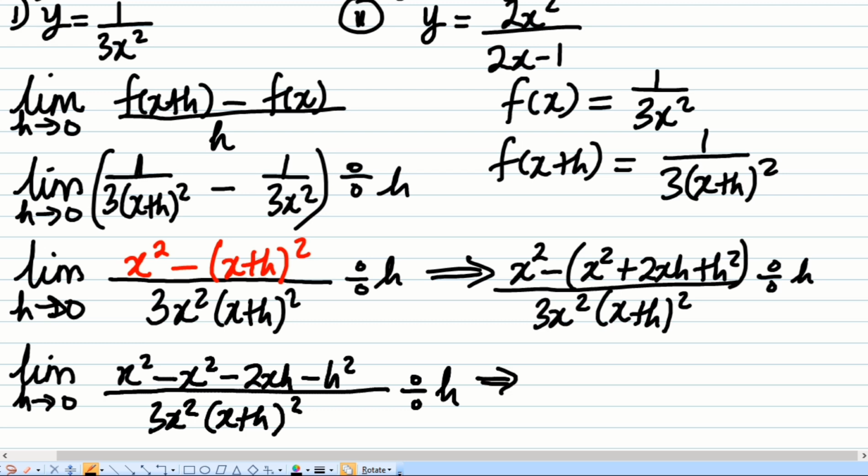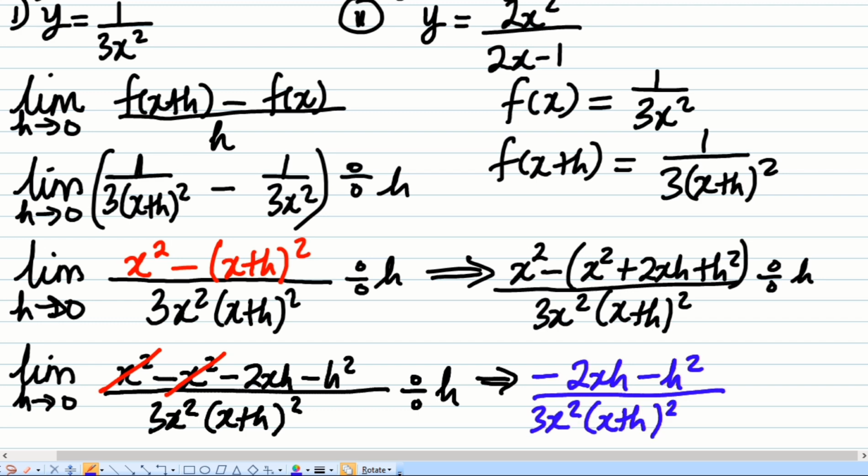Notice that x squared is going to cancel x squared there, right? So we can say that x squared will cancel x squared. What we're going to have left is just minus 2xh minus h squared all over 3x squared into x plus h squared. Now changing this division to multiplication, this is going to be 1 over h because actually this is h over 1.